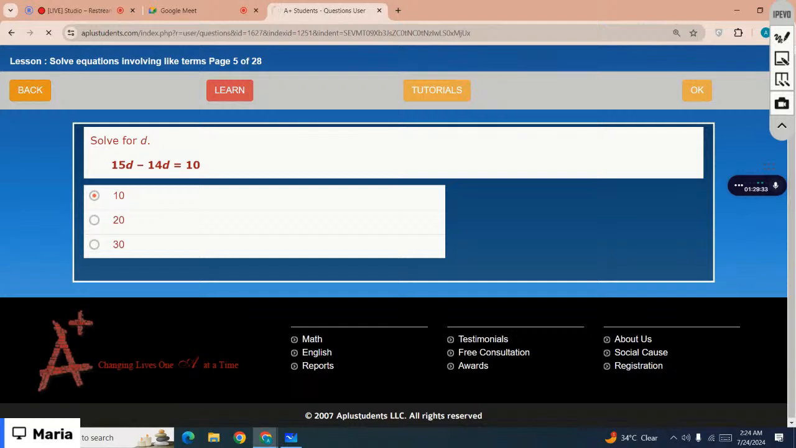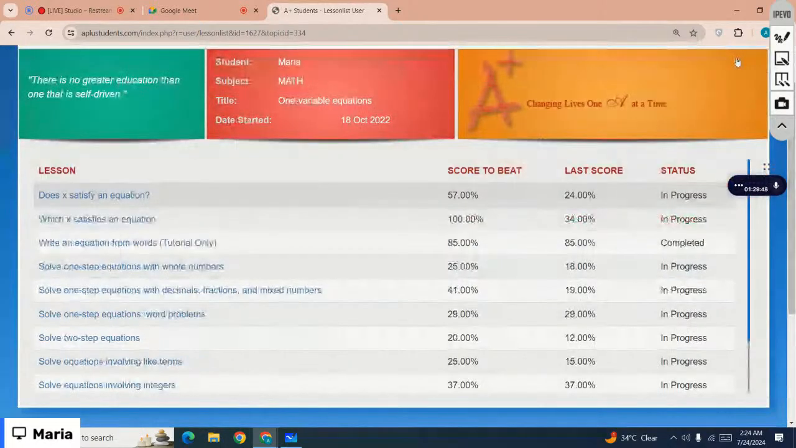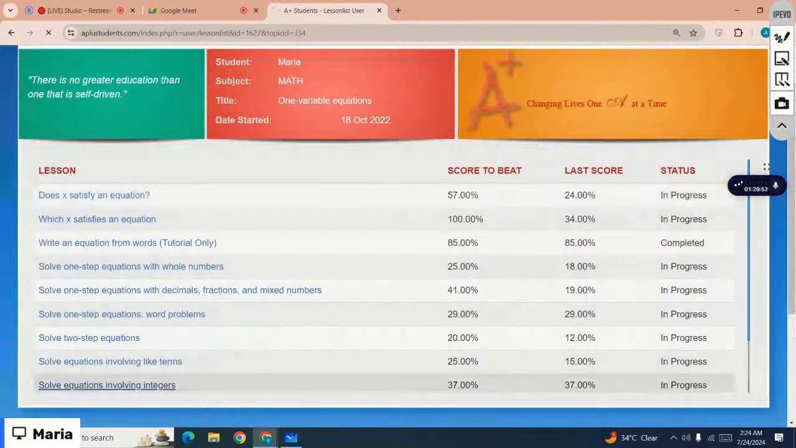Okay, you can complete the lesson by yourself later today. Let me just move on to the next lesson. Solve equations involving integers.